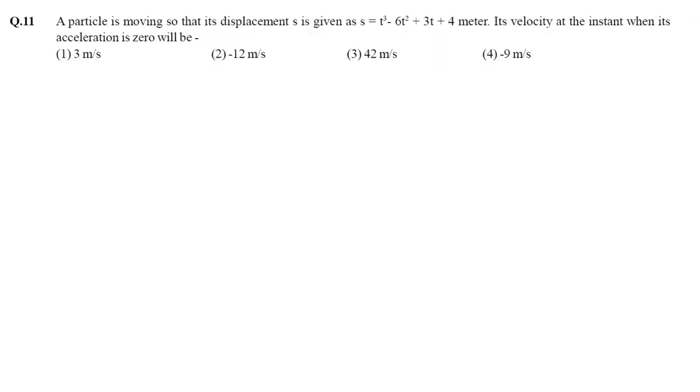See the next question. A particle is moving so that its displacement is given. Its velocity at an instant when its acceleration is 0. Okay, velocity is given.